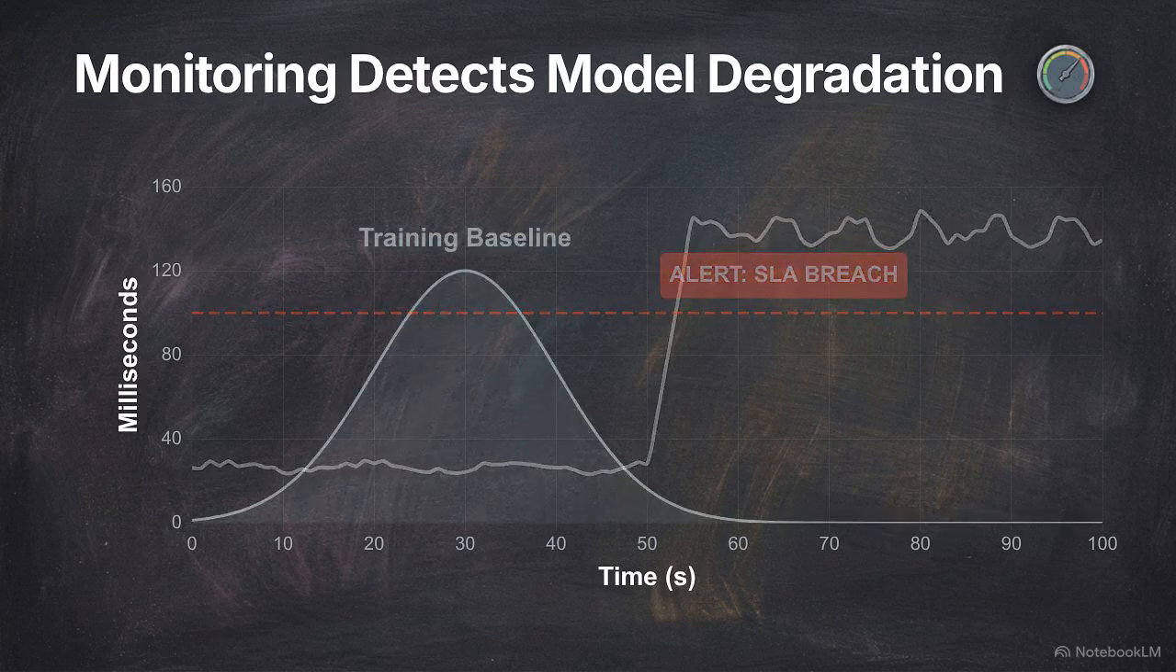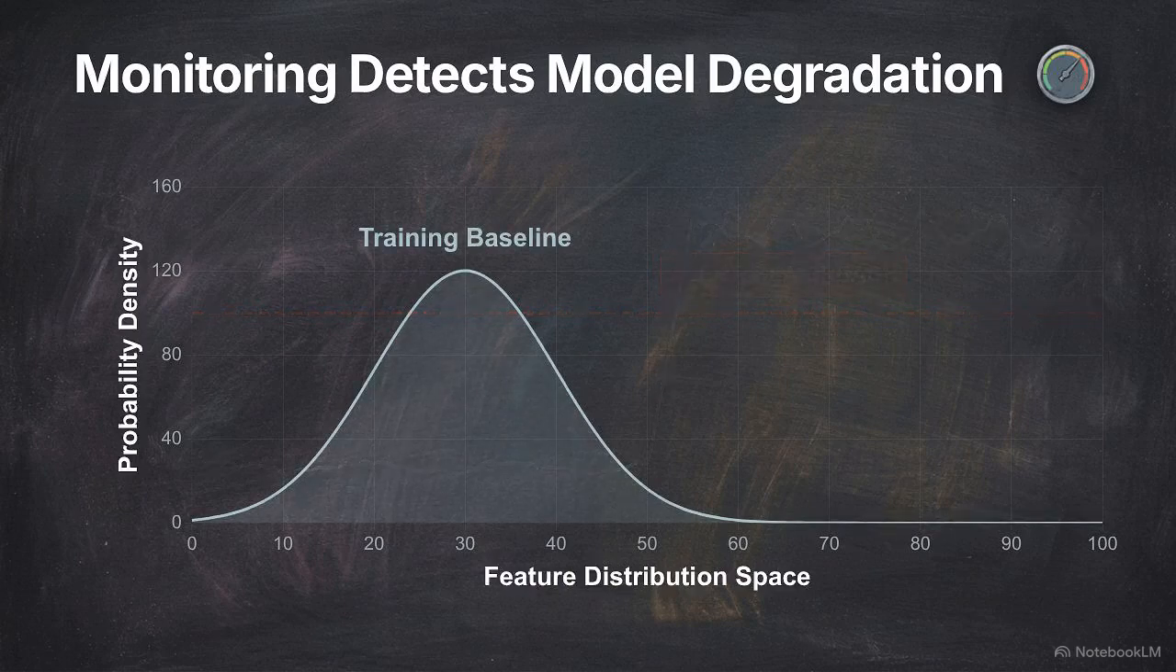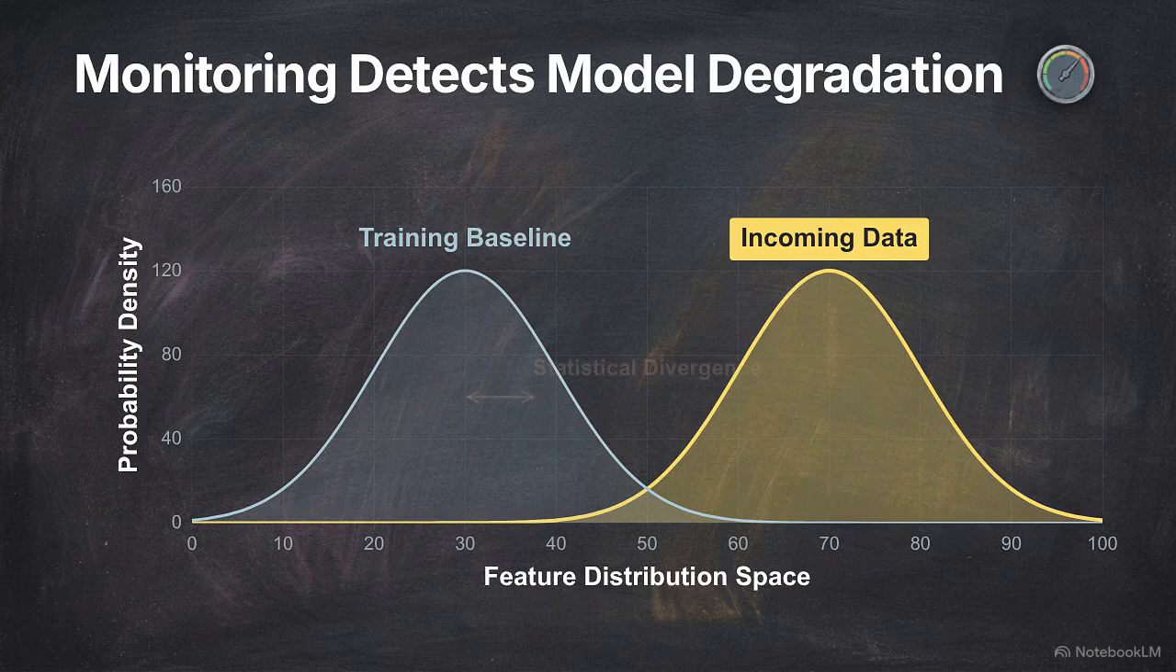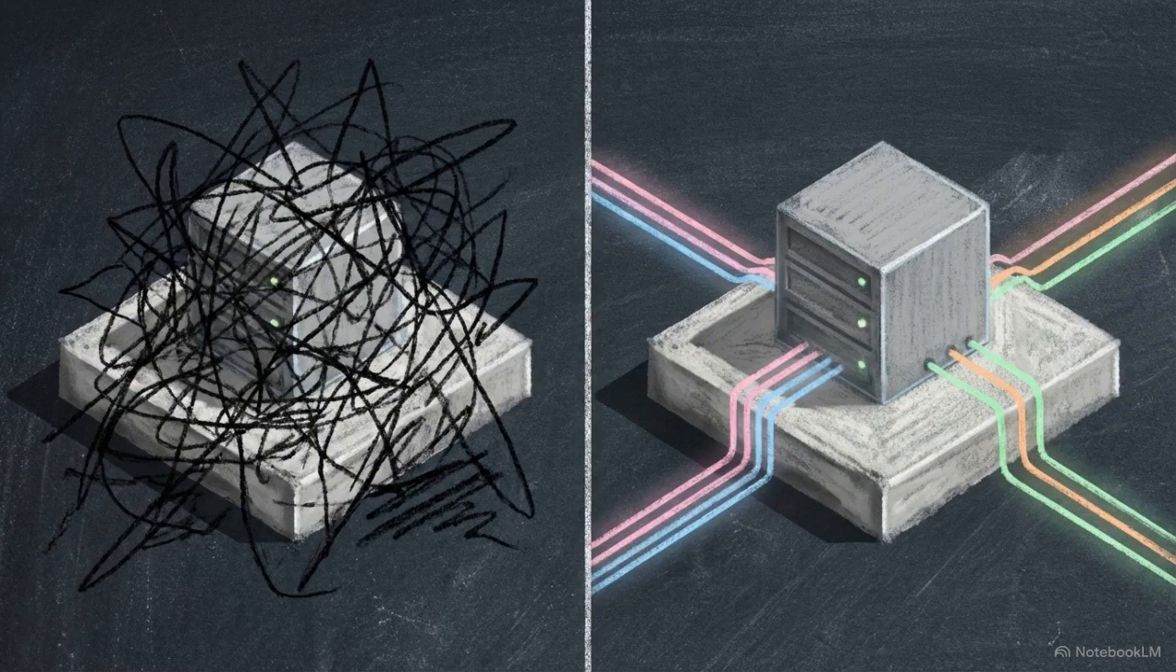We use this same stack to detect data drift. Comparing incoming data against the training baseline visualizes statistical divergence, showing exactly when the model needs retraining. Implementing robust AIOps changes a blind deployment into a transparent, observable, and self-correcting system.